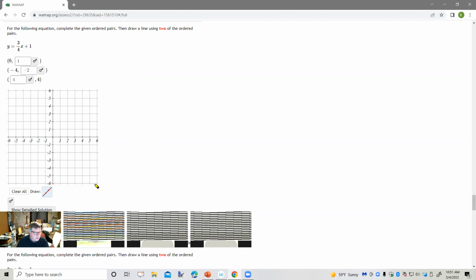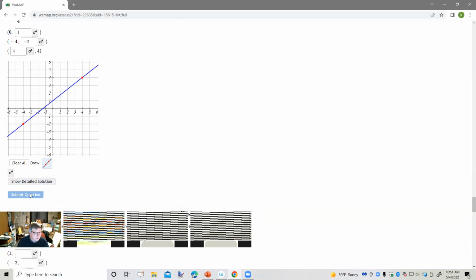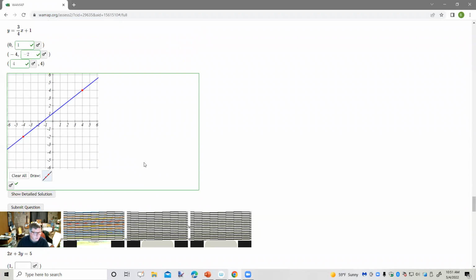Again, draw two solutions. I guess I don't need to click on this. It's already highlighted. I'll tell you what, let's use the second two points this time. So (-4, -2) is right there, and then we're going to (4, 4). Notice that (0, 1), the third point, is on the line. Okay with that?